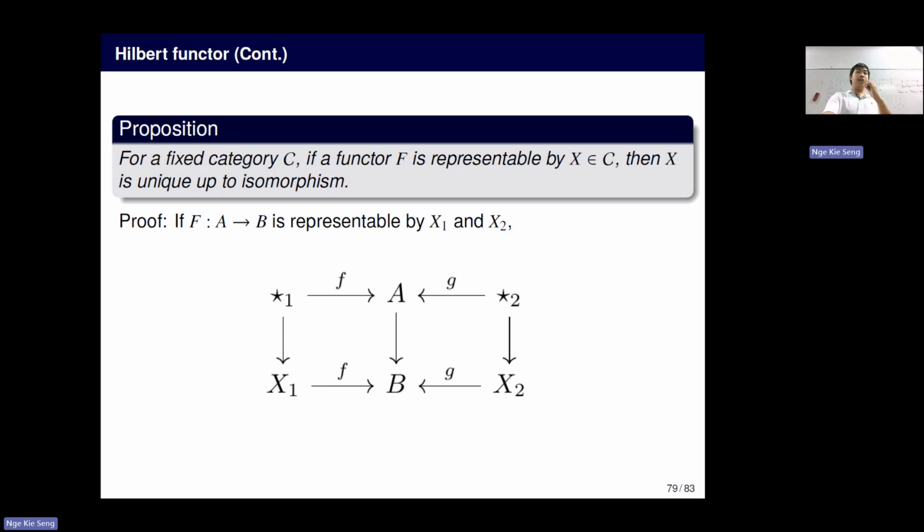We can check the commutative diagram below. The left-hand side and right-hand side are two elements in the homomorphism group. Then G inverse composed with F is an isomorphism from X1 to X2. That means it should be unique, but not everything is representable.